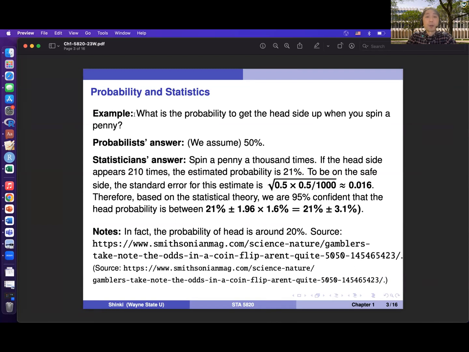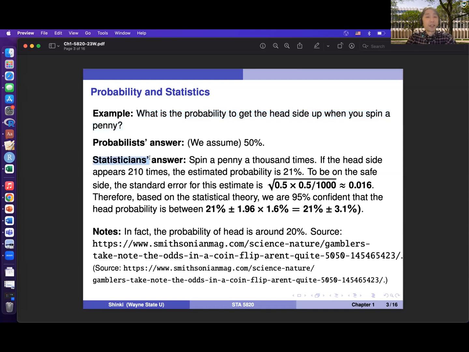One sample question: what is the probability to get the head side up when you spin a penny? When we see a high school textbook, maybe in the first chapter of an AP statistics textbook, the probabilist answer is 50%, okay? Or we assume 50%. We assume that the head and the tail are equally likely, so 50%.